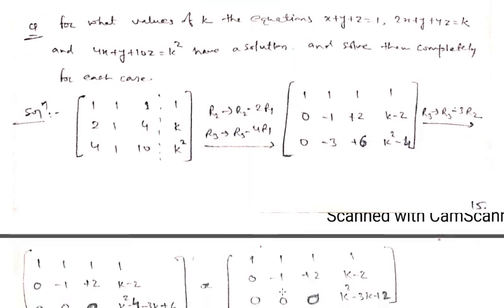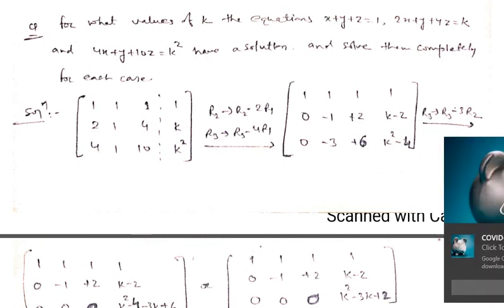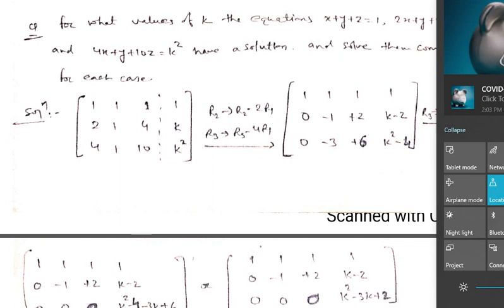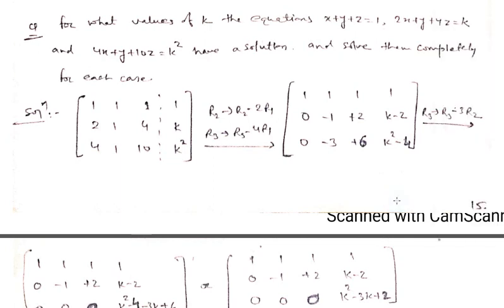Let's have one more problem. For what values of k does the system x plus y plus z equals 1, 2x plus y plus 4z equals k, and 4x plus y plus 10z equals k squared have a solution? And solve it completely for each case.